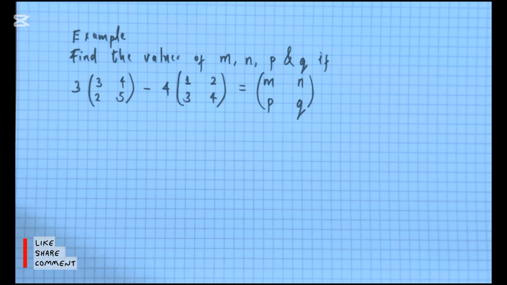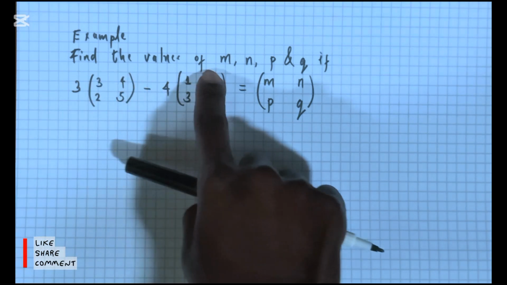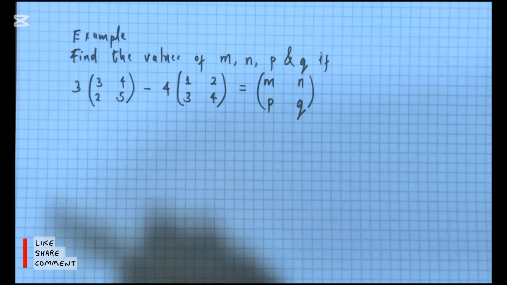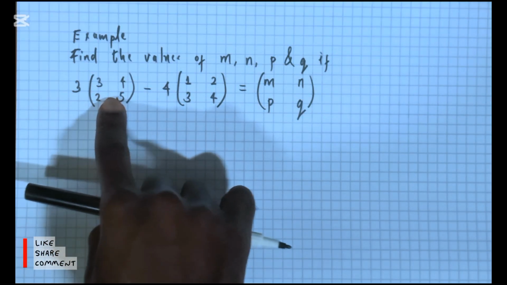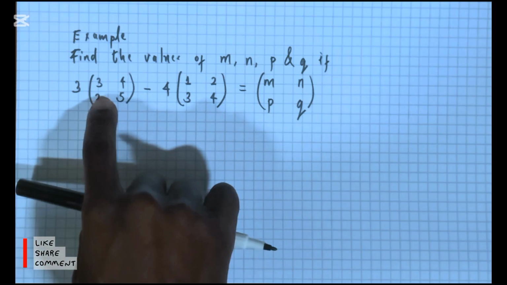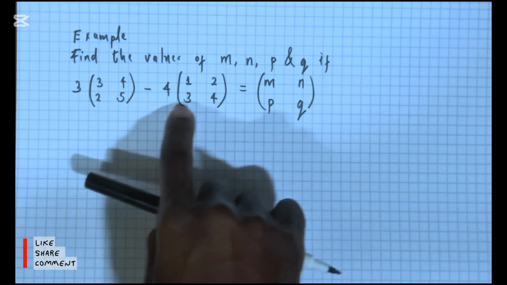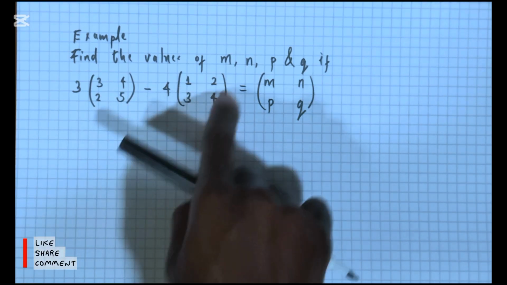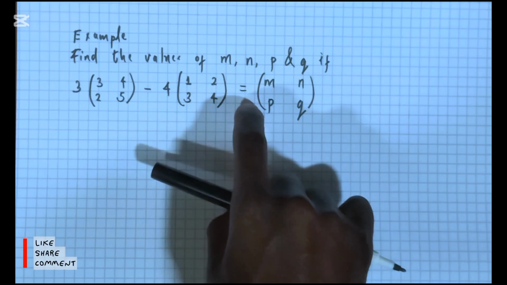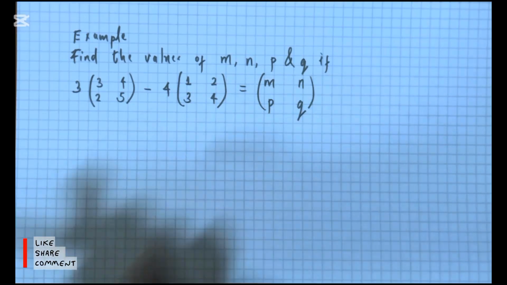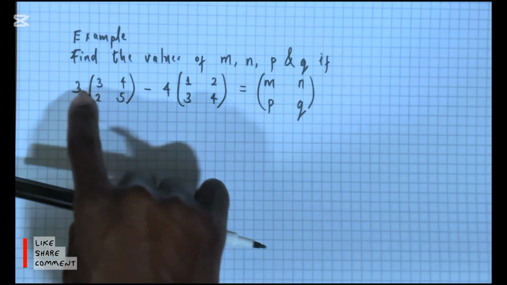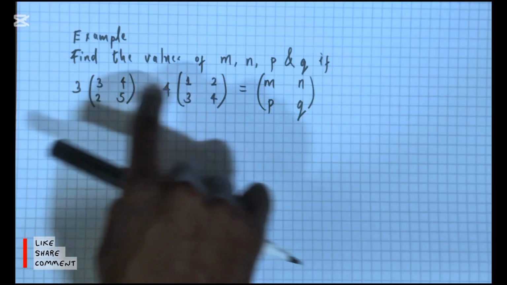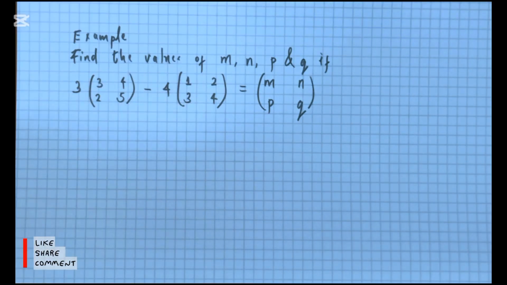All right, so for our first example, we have a question here. Find the values of M, N, P and Q. If we are having 3 multiplying the matrix 3, 4, 2, 5, minus 4 multiplying the matrix 1, 2, 3, 4, and that should give us M, N, P, and Q. So we are supposed to find what we get if these two scalar multiplications are subtracted.